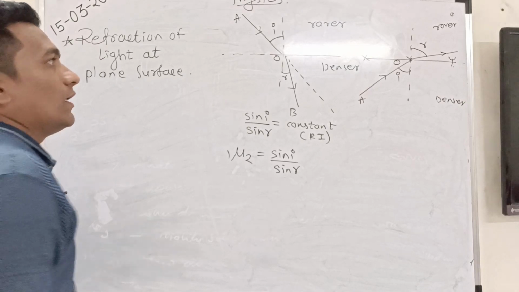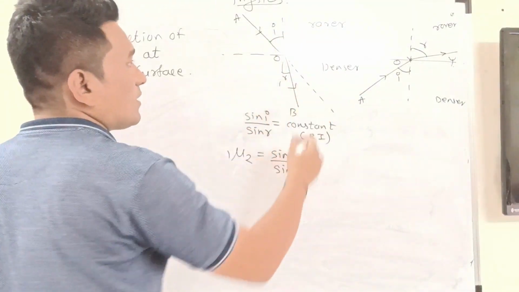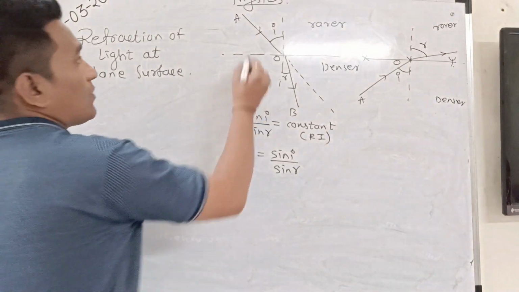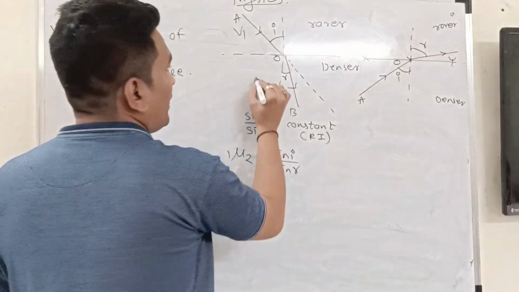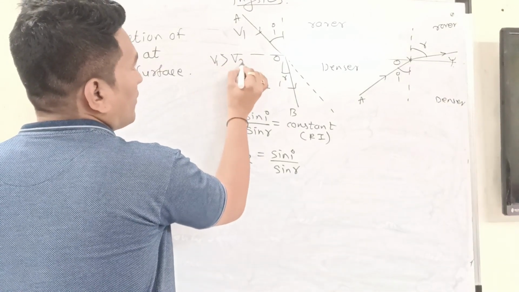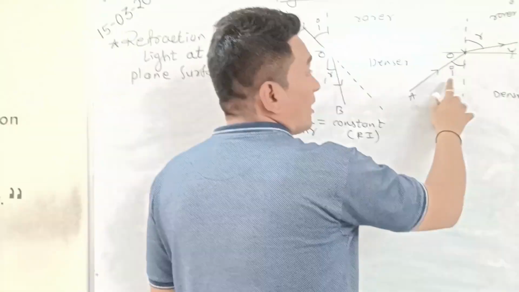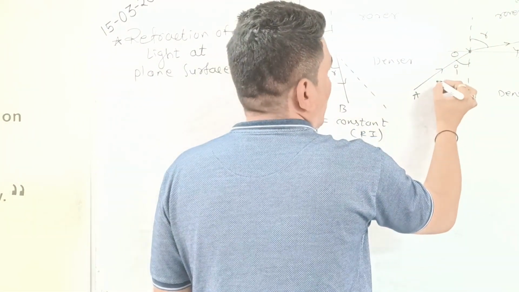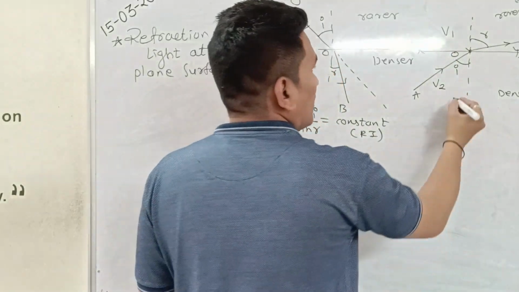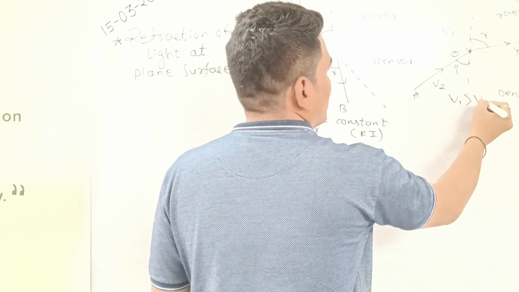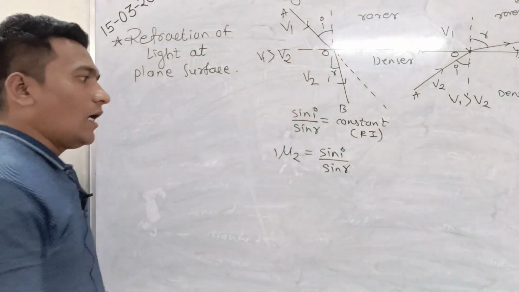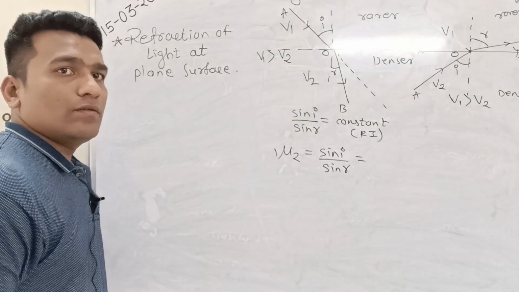Also, one thing we know is that when a light ray travels from a rarer medium to a denser medium, the velocity decreases, right? So if v1 is the velocity in the rarer medium and v2 is the velocity in the denser medium, here in this case v1 will be greater than v2. And what about when a light ray travels from denser to rarer medium? Let us suppose here the velocity is v1, here the velocity is v2. Any doubt?